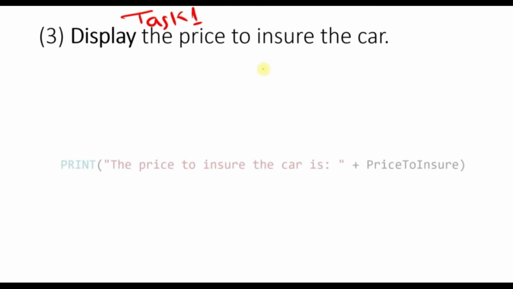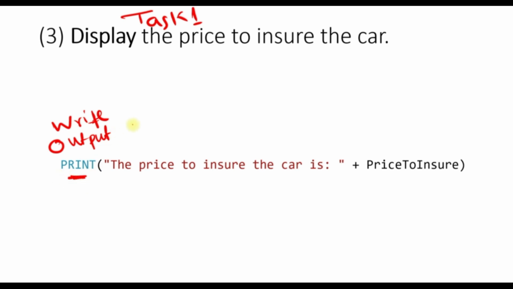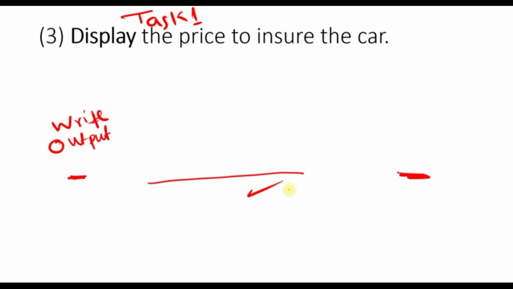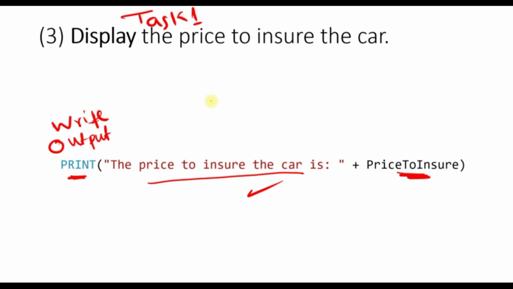The third requirement in task 1, display the price to insure the car. Now we just need to display the price to insure the car by using the print or output or write. Okay, all of these are representing the same thing in pseudocode. Okay, the price to insure the car, make sure that the output message is clear, and then quotation marks, and then plus the variable that accumulates all the previous values that we did here. Okay, and this is to display the price to insure the car.